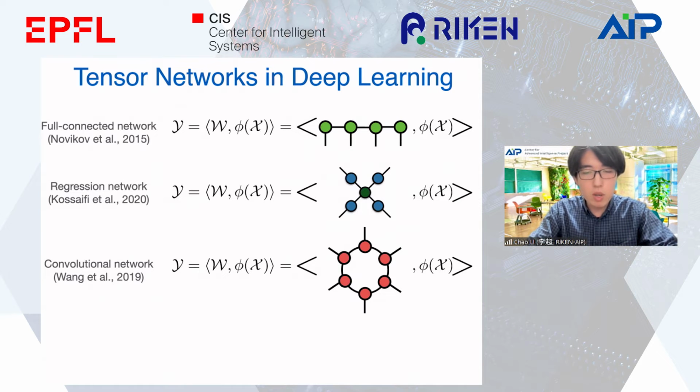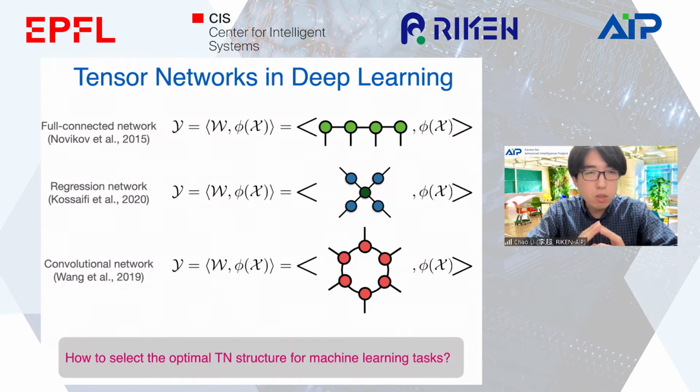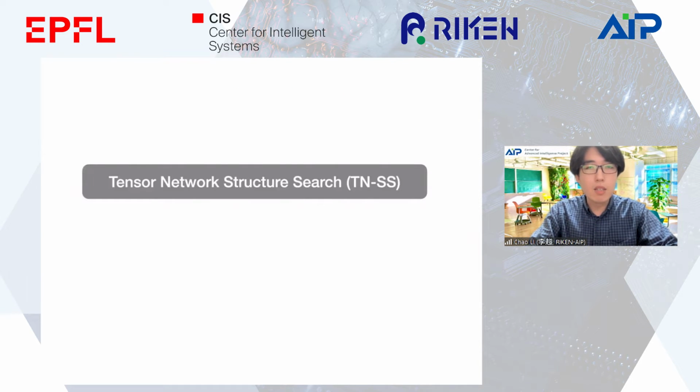But on this point, we should note that even though in their works, they show that the tensor network gives remarkable performance for model compression, there's still no principle to show if their use of tensor networks is optimal for their tasks. In other words, there's no answer to the question of how to select the optimal tensor network structure for machine learning tasks. So this factor motivates a study on the problem of tensor network structure search, or TNSS.